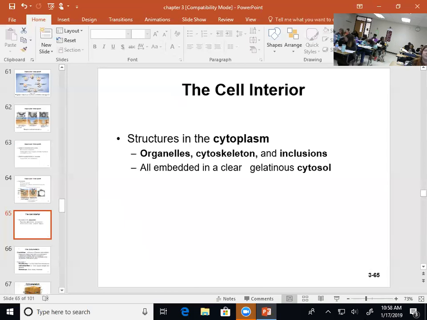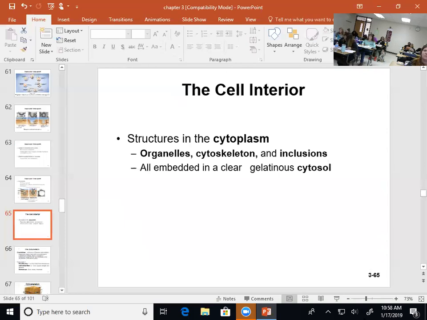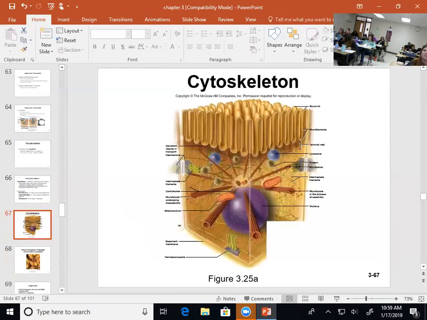And now we get to go into the inside of a cell. I'm going to go for just a little while more with this lecture. I know you guys probably feel like you have plenty of notes. But this next part kind of goes a little bit faster, if you will.